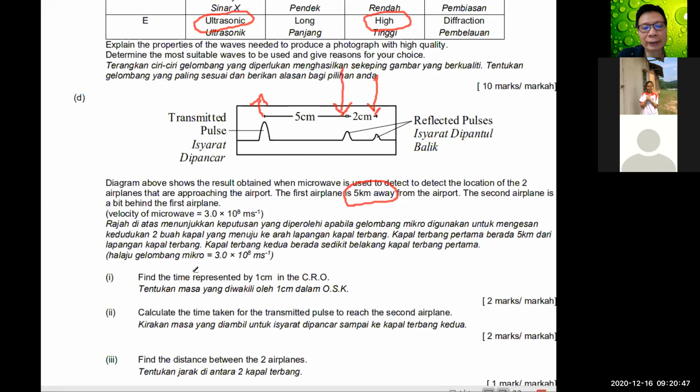So to find the time for 1 cm, here 5 cm. 5 cm shows that the distance traveled by the sound is 2 times, you know. It goes to the aeroplane and then comes back. So meaning that 5 cm is equal to 10 kilometer, go and come back 10 kilometer, right?